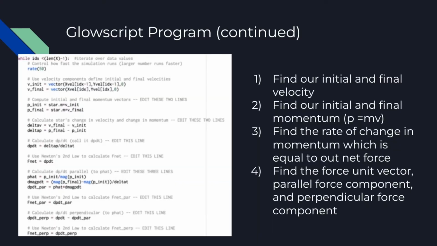For the GlowScript program, initially we were asked to find the initial and final velocity, which you can see at the top. Then using the initial and final velocity, we find our momentum, which is mass times velocity, and the rate of change in momentum, which is final velocity minus initial velocity over time. Then we find the different force vectors, including the parallel and perpendicular, which you can see at the bottom. This is also where we found the initial velocity at which it would crash into the hole, which is what I was talking about earlier.